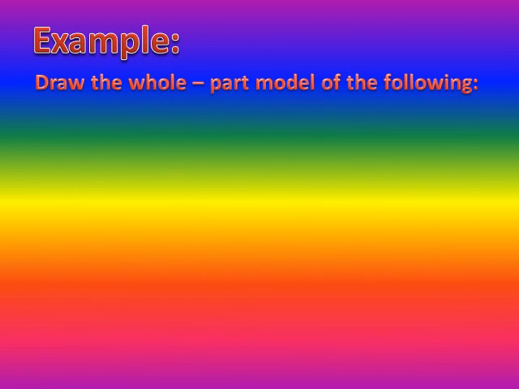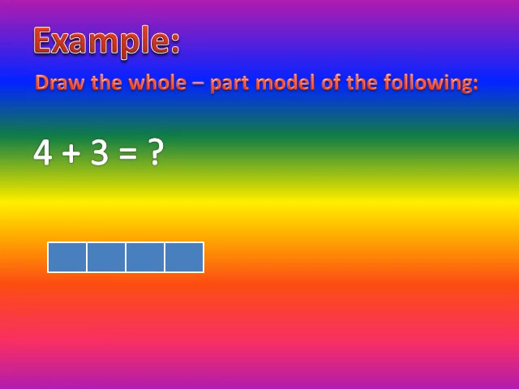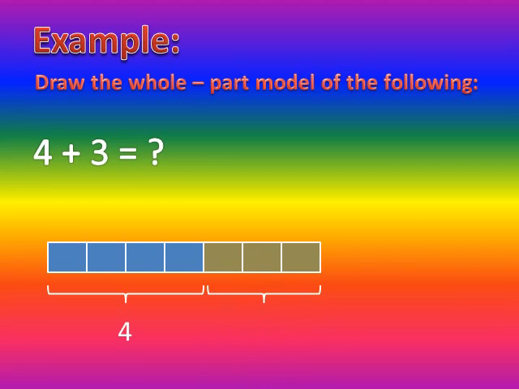Okay, let's do an example. Draw the part whole model of the following: say 4 plus 3. This is one block which represents one part of 4 units. So we draw that block there, and we know that there are 4 units, so we write 4 underneath that. And the gray one is the other part, which is 3, and we write 3 underneath that.